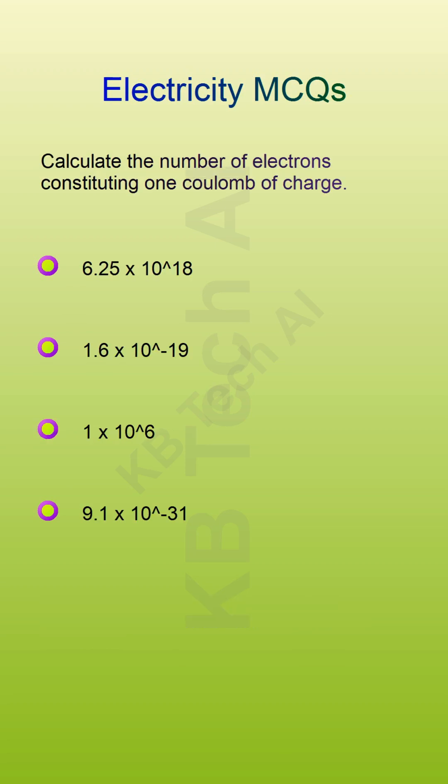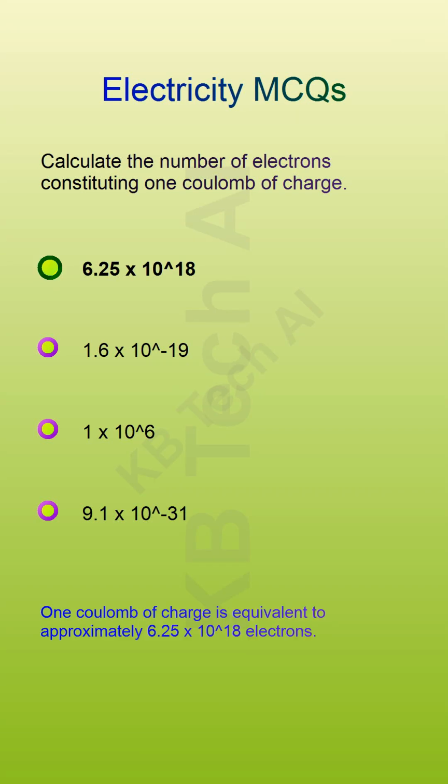Calculate the number of electrons constituting 1 coulomb of charge. Option 1, 6.25 multiply by 10 to the power of 18. Option 2, 1.6 multiply by 10 to the power of minus 19. Option 3, 1 multiply by 10 to the power of 6. Option 4, 9.1 multiply by 10 to the power of minus 31. The answer is, option 1, 6.25 multiply by 10 to the power of 18.